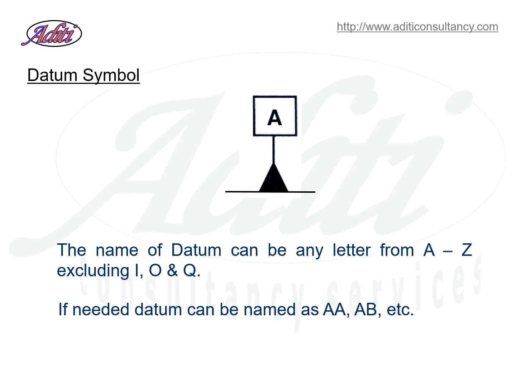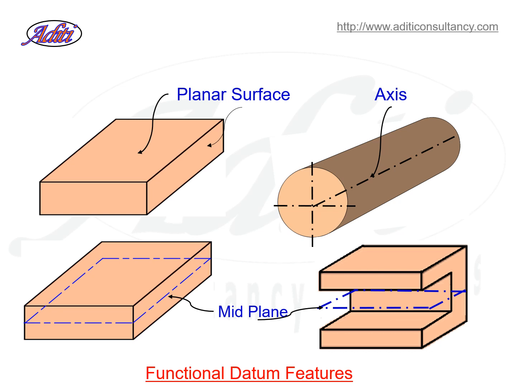Now what all can be datum features? Let us see. Functional datum features can be a planar surface, an axis, or a mid-plane. Point also can be a functional datum but rarely used, but circular surface and irregular surfaces will not be used as functional datums. Let us use this datum for controlling orientation, location, runout, profile, etc.